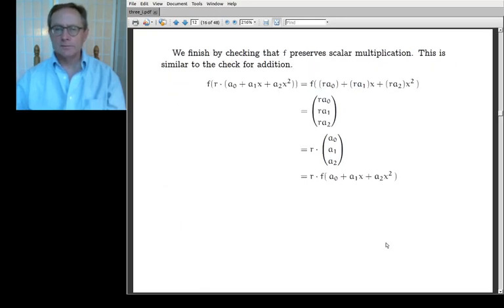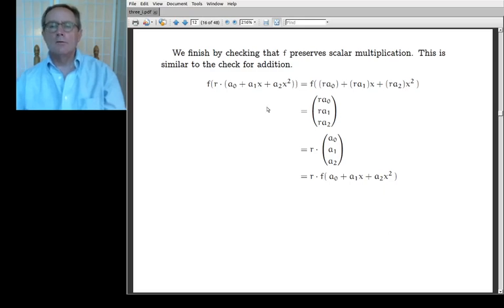What am I doing? So here, for preservation of scalar multiplication, I've got to show that f of r times a vector is equal to r times f of that vector. So there's the beginning, there's the end. I've got to get from there to there. Again, notice where the parentheses match. Open paren, close paren, right there. Okay, so inside the parens, r times a quadratic polynomial, you take r times the constant term, r times the coefficient of x, and r times the coefficient of x squared. That's how you multiply a polynomial by a real number.